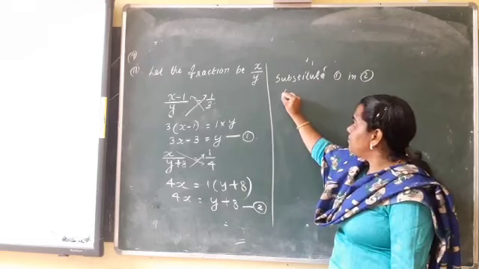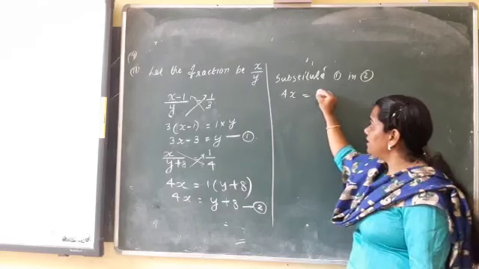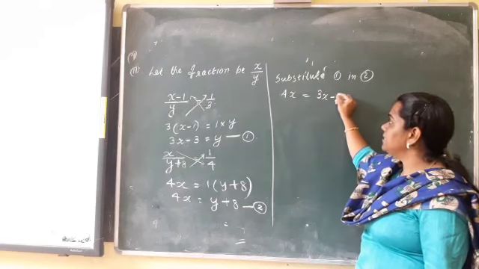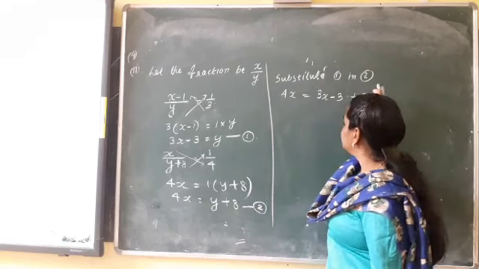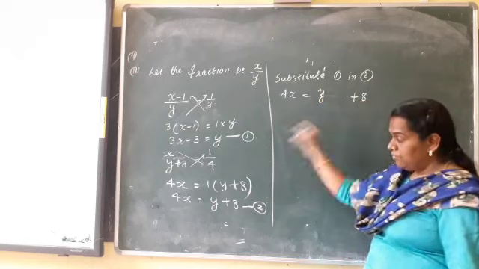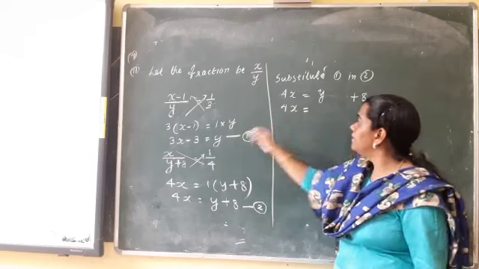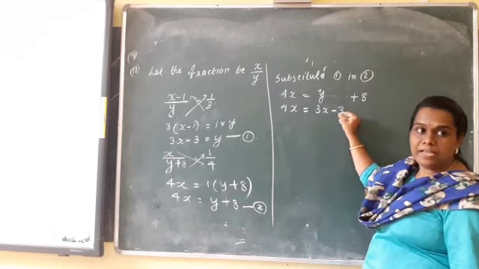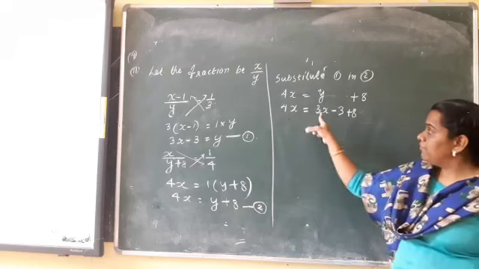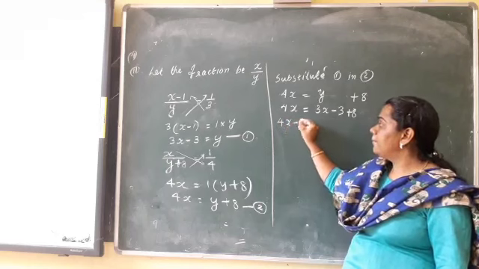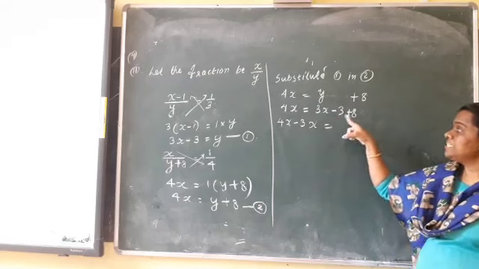Then the second equation, 4x is equal to y plus 8. What is y here? 3x minus 3. I hope you understood this. Plus 8. Clear? 4x is equal to 3x minus 3 plus 8. Now we can transpose this. If you transpose, 4x minus 3x is equal to, only 3x I transpose, then plus 8 minus 3.